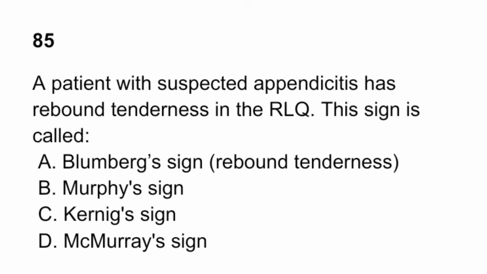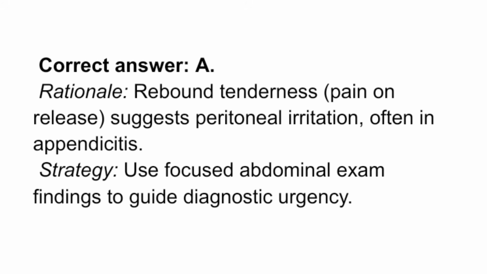85. A patient with suspected appendicitis has rebound tenderness in the RLQ. This sign is called A. Blumberg sign, rebound tenderness. B. Murphy's sign. C. Koenig sign. D. McMurray sign. Correct answer, A. Rationale: rebound tenderness, pain on release, suggests peritoneal irritation, often in appendicitis. Strategy: use focused abdominal exam findings to guide diagnostic urgency.